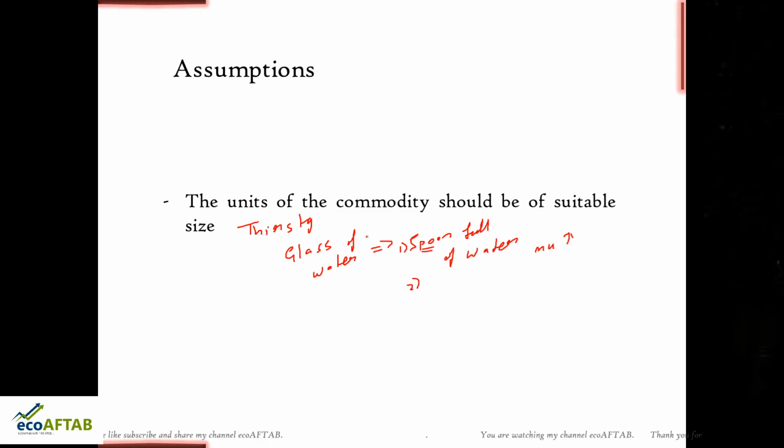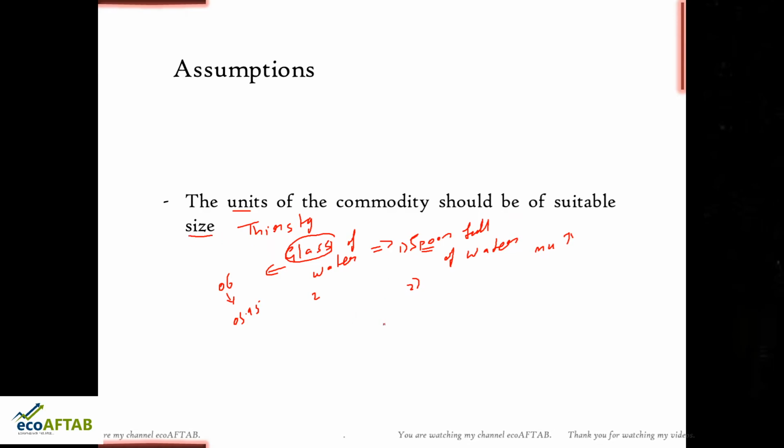It is not a standard size. But if you provide a glass to him, from the first glass of water he may get 6 utils of satisfaction. From the second glass of water, definitely he may get less utils of satisfaction and not more. It may be 5.95 also. It can be anything, but it will be less than 6 utils. So the units of the commodity should be of standard size.